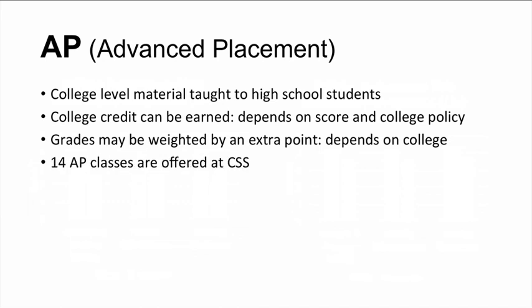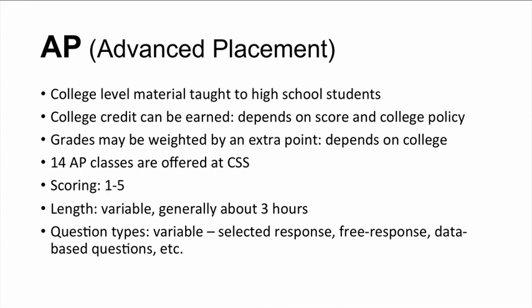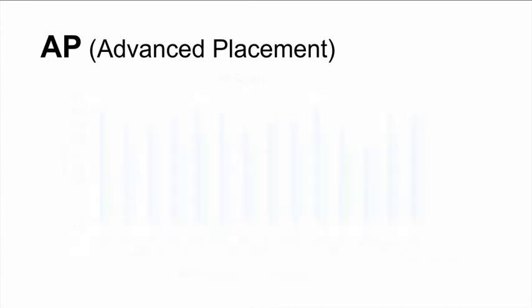We have 14 AP courses at CSS right now. They're scored on a scale of 1 to 5, with a 3 traditionally being considered passing. 3s at this point rarely earn college credit. Colleges oftentimes give credit for 4s or 5s on AP exams. Nevertheless, it is a resume builder for students to take and do well in AP courses. The length varies. It's generally about 3 hours. The question types also vary, anything from selected response to free response and data-based questions. Some of them have recordings, some of them require portfolios.